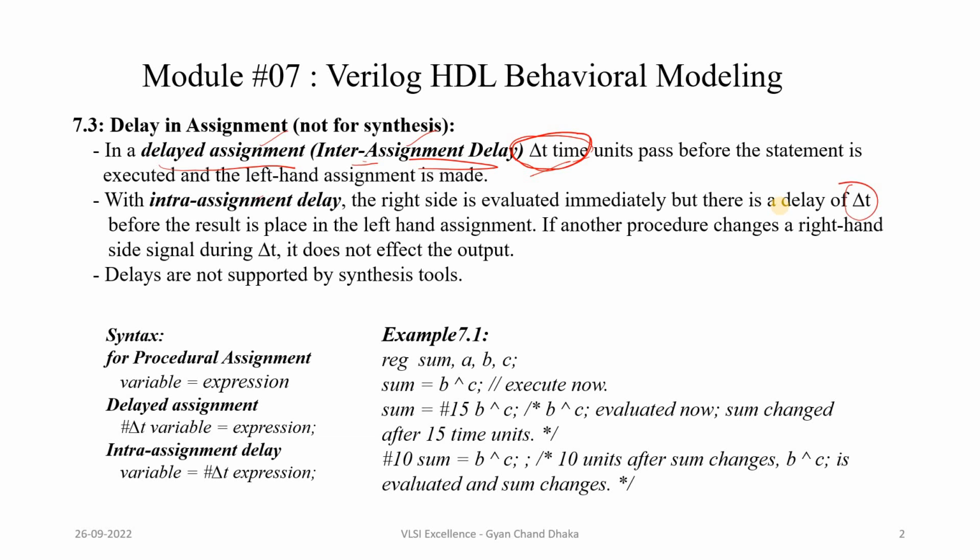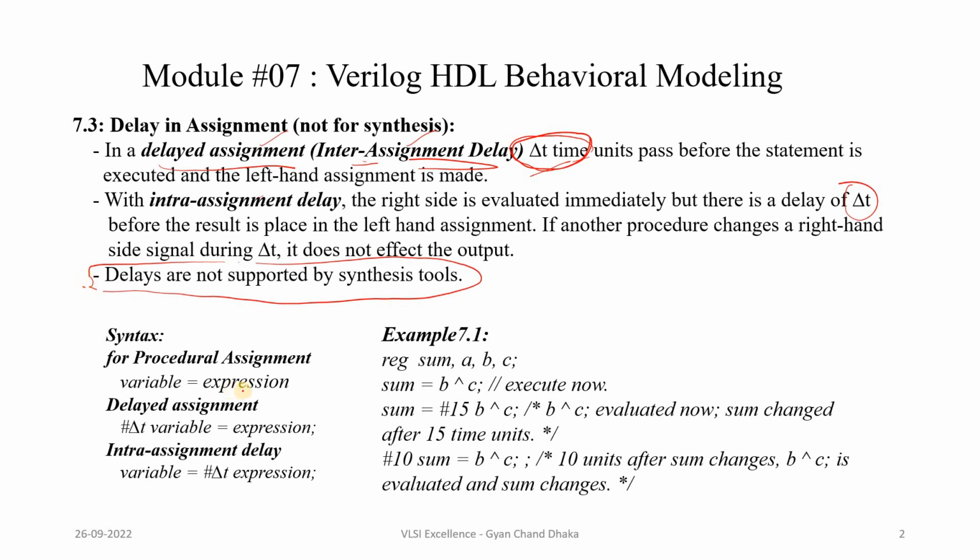So the basic difference here between the delayed assignment and the intra-assignment delay is, in a delayed assignment, the right hand side expression gets evaluated after the time mentioned, and the result of that expression gets assigned to the left hand side variable after that much time. And in intra-assignment delay, the right hand side expression gets evaluated immediately. So let's see the syntax first. And another important point here is the delay assignments are not supported by synthesis tools. So a very important point to note is we can only use delay assignments for simulation. That means any type of delays are unsynthesizable constructs and they should not be used in the real design. But for simulation purposes, we can make use of them.